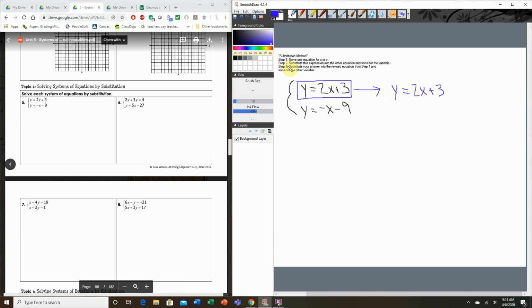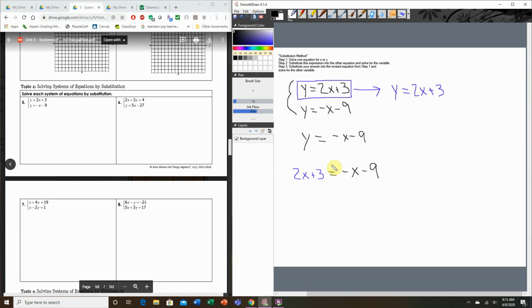Okay, so now it says step 2, substitute this expression into the other equation and solve for the variable. So we're going to substitute this back into our second equation. So we have y equals negative x minus 9. And then we have to look at what we already solved for. So we already solved for y. So now I'm going to replace this y with our first equation. So we're going to substitute in this y for 2x plus 3 equals negative x minus 9. And now you can see that we only have one variable now.